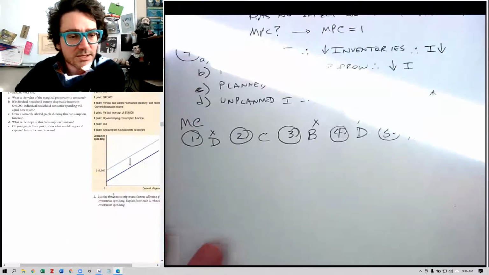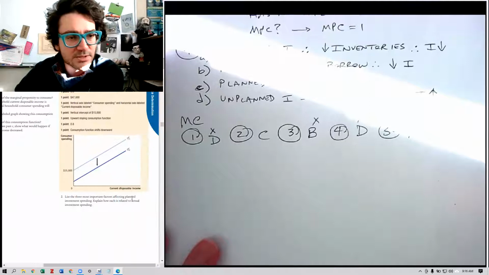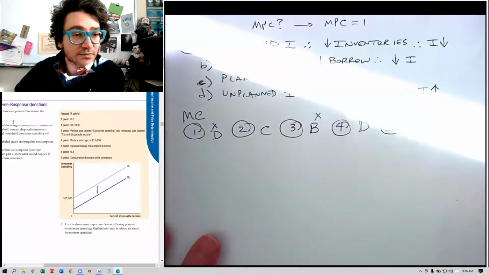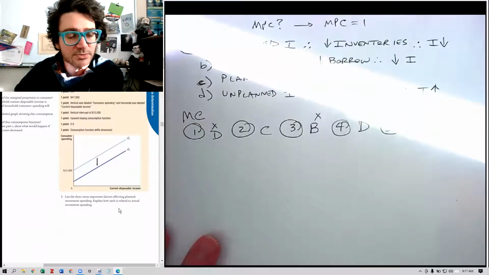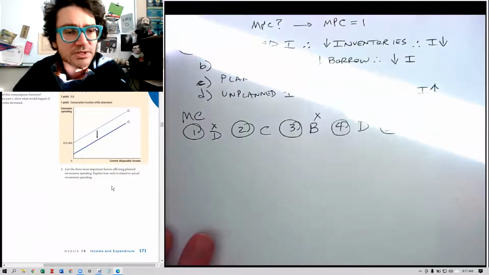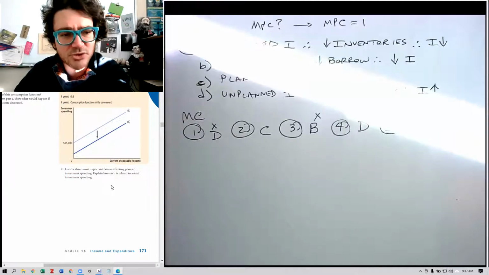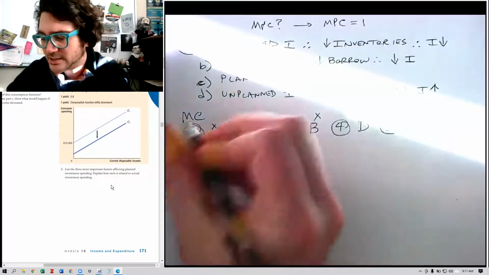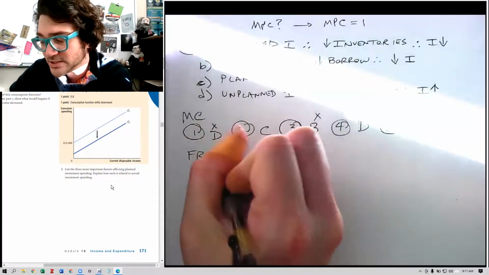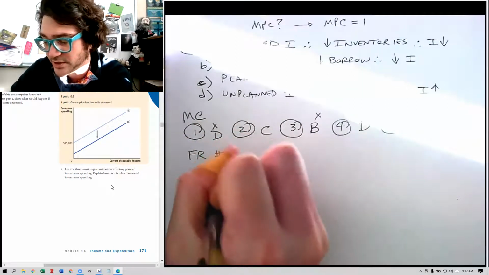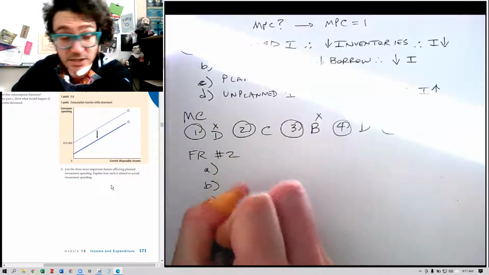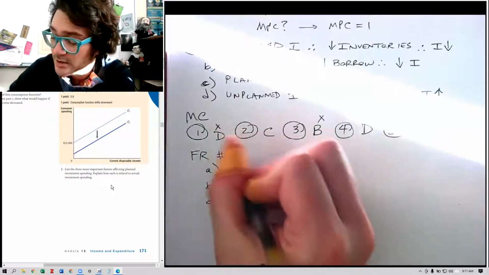So let's take a look at free response number two. I do like free response number one, though. It kind of goes through the consumption function a little bit. List the three most important factors affecting planned investment spending. Explain how each is related to actual investment spending. All right, so I am going to do this one, but I'm just going to do it in a perfunctory way because this again is not going to appear on the exam.